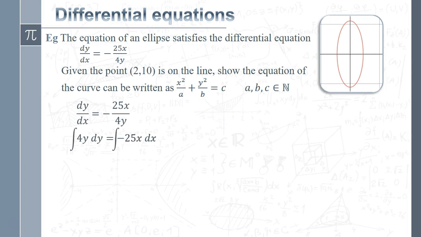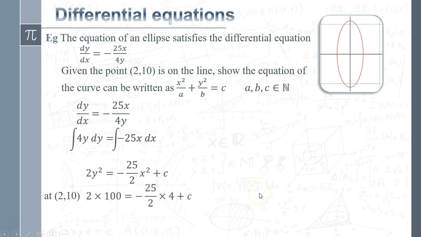Now we can integrate. Integral of 4y is going to be 2y squared, and integral of minus 25x is going to be minus 25 over 2 x squared, and remembering our constant of integration. Now we've got the point on the curve, so this is the piece of information that's going to allow us to find the value of c. So let's put those in. So at (2, 10) we've got that, so 10 squared is 100, 2 squared is 4. That allows us to work out c, so we've got a value of c that is 250.